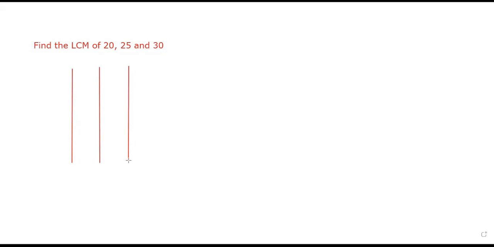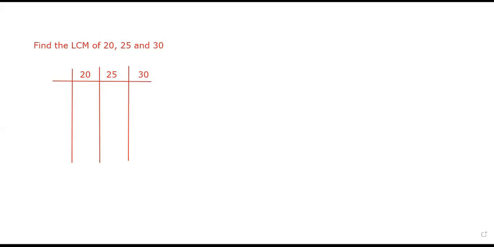It's very simple. Now, we're going to put each number in a column, and then we'll begin to divide them. So I have 20 here, I have 25 there, and then I have 30 there.